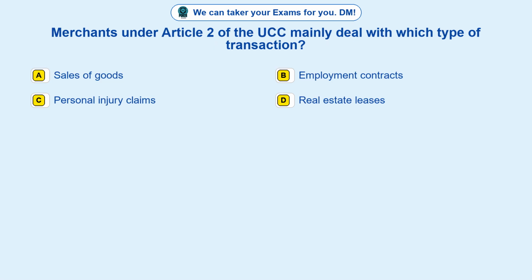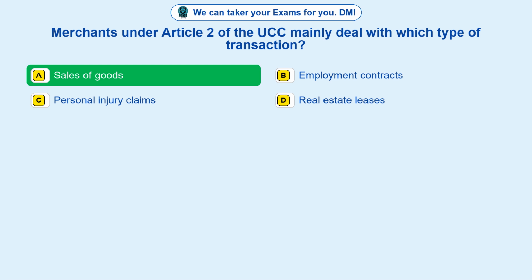Question 2. Merchants under Article 2 of the UCC mainly deal with which type of transaction? Option A, sales of goods. Option B, employment contracts. Option C, personal injury claims. Option D, real estate leases. The correct answer is option A.